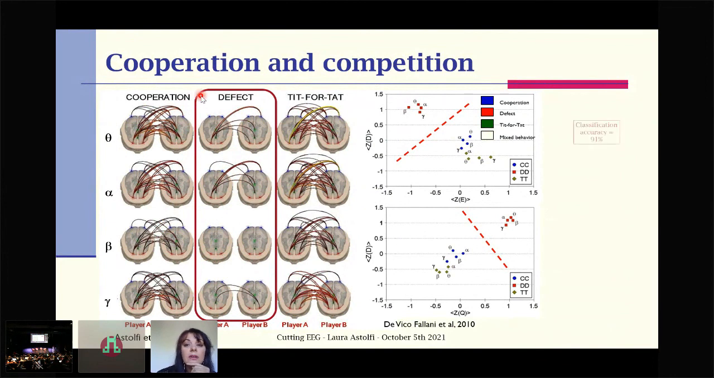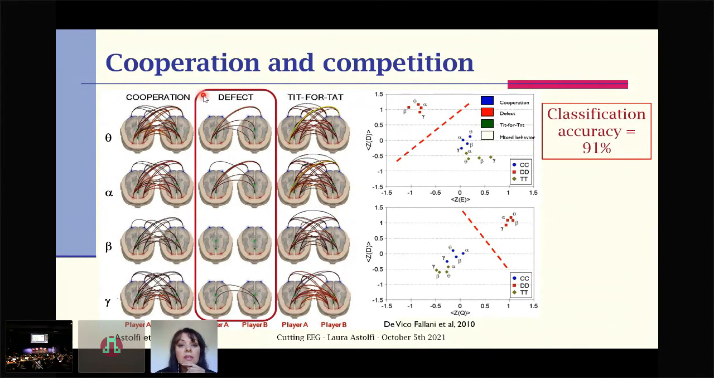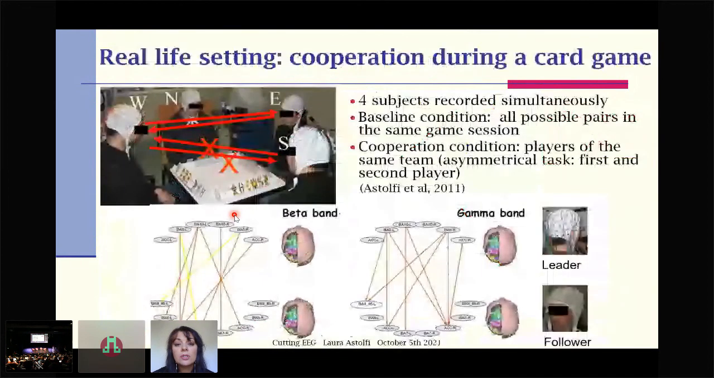So we classified this data with a high classification accuracy, and by the source analysis, we were able to look at the specific brain regions involved, which were in accordance with what we know about social cognitive tasks. Also the involvement or not of specific networks during the different aspects of the task was unveiled by this source analysis. We did the same with other social tasks.